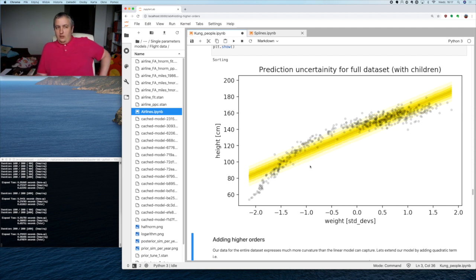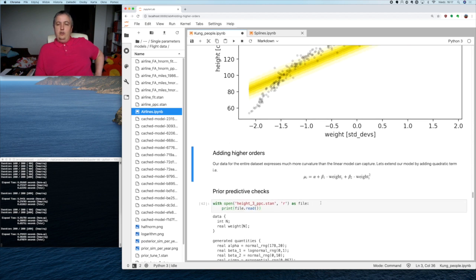But this does not stop us from using linear regression, because, as we've discussed before, linear regression is linear with respect to parameters. With predictors, we can use any kind of functions of predictors. For example, we can add higher orders of predictors, such as the second power of the weight. So our mean would be the combination of intercept, beta 1 times weight, and beta 2 times weight squared.